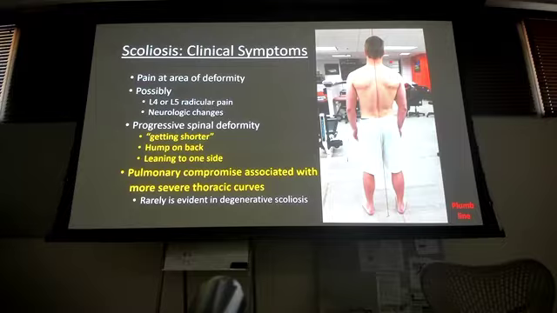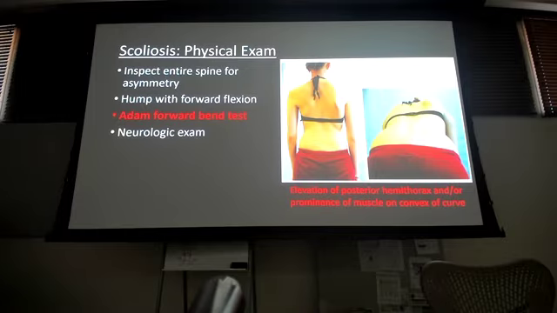Okay, so if that curvature gets significant enough, we already discussed this with kyphosis as well, or hyperkyphosis, it can cause breathing issues, right? And it can also cause neurologic deficits, obviously, but with more severe thoracic curves, they can actually have respiratory concerns as well, okay? And that's rarely evident in degenerative scoliosis. So again, this could be idiopathic juvenile scoliosis, and as the patient gets older and that curvature accentuates, then they start saying they're having some respiratory concerns, okay? So a good history is important, okay?